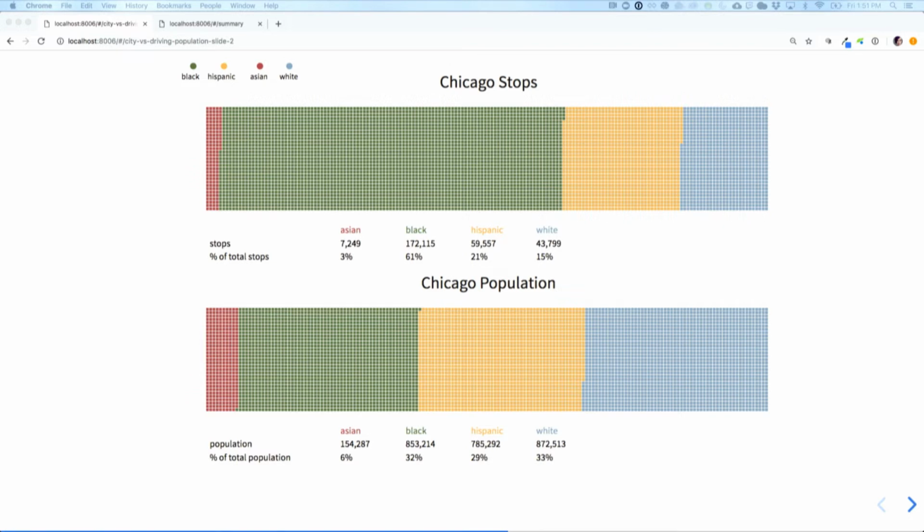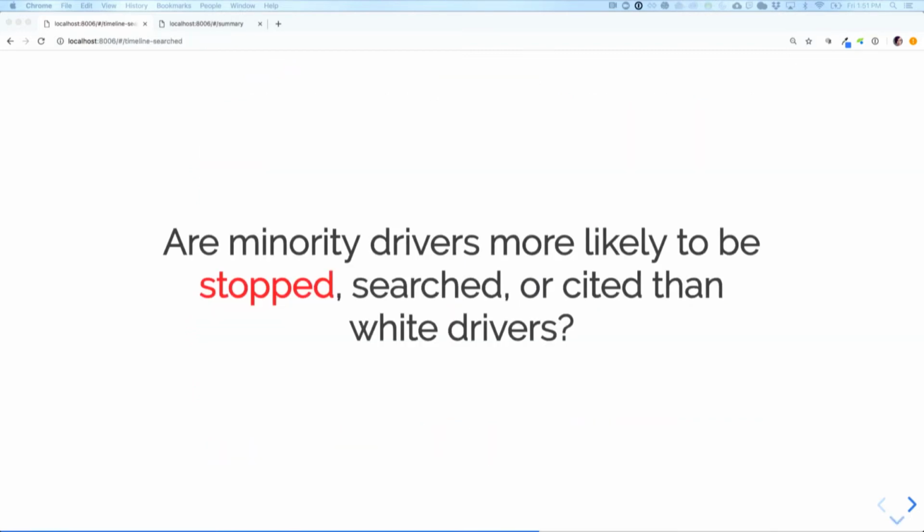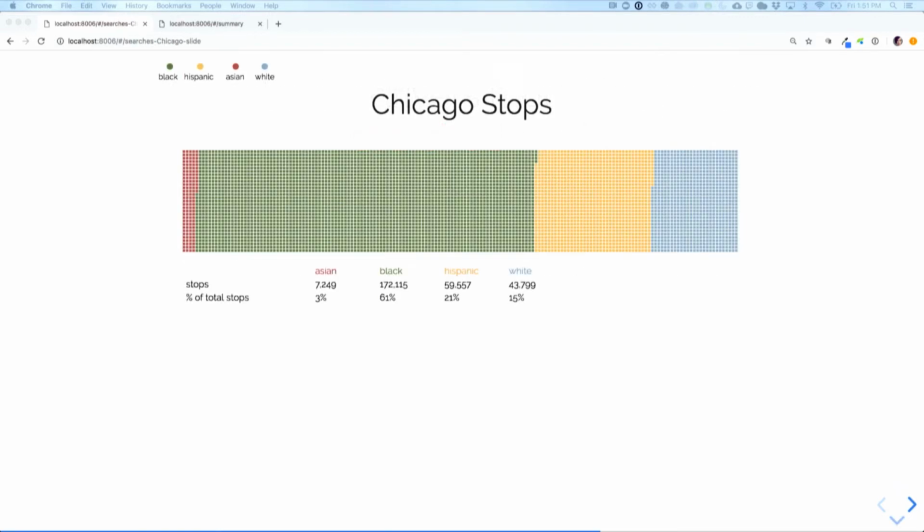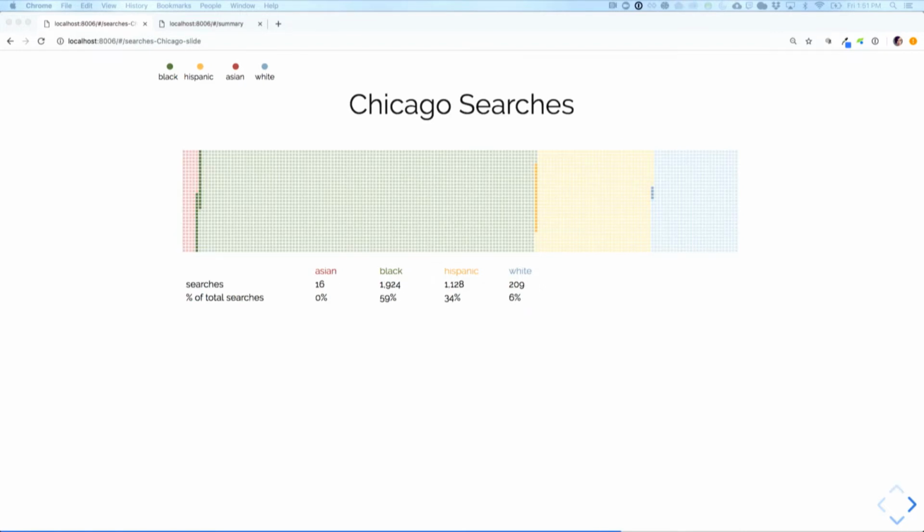We did not actually create a stop rate because we felt that would be very misleading. To visualize that comparison would make people think we had information we didn't. So we moved on and focused on things that happened after the stop actually happened. So we looked at search rate. I'm not actually going to go over citations, there's not time, but I'll talk really quickly about searches.